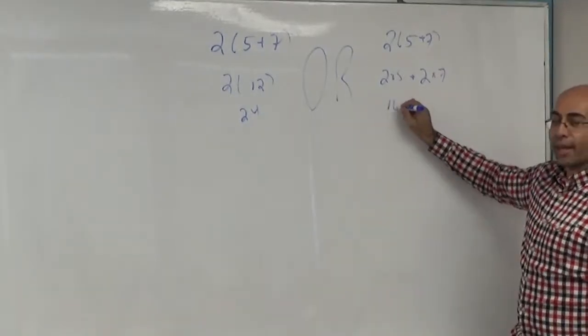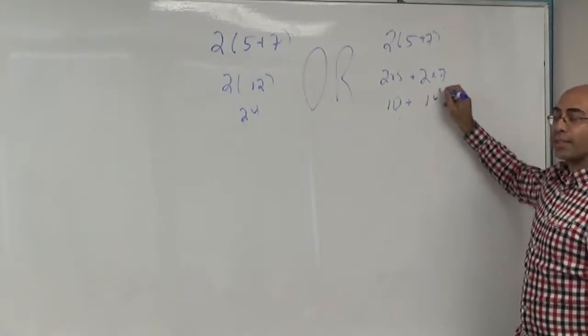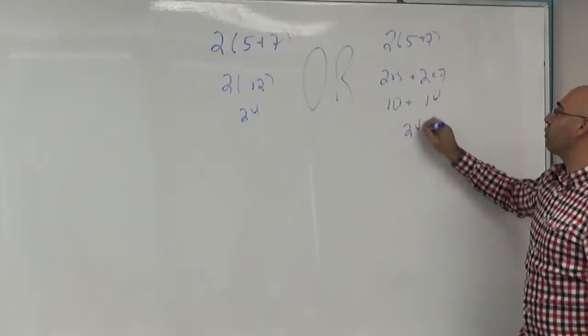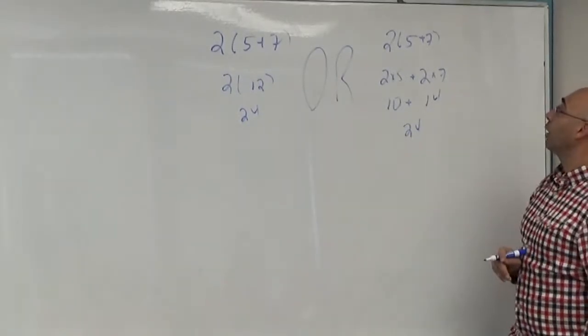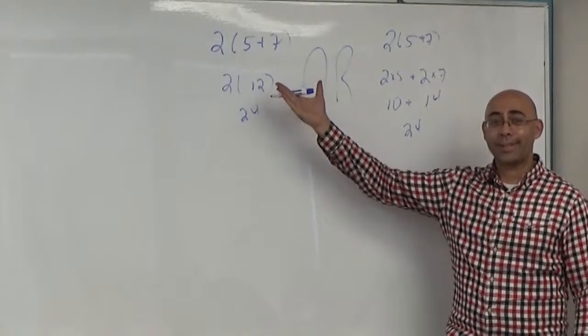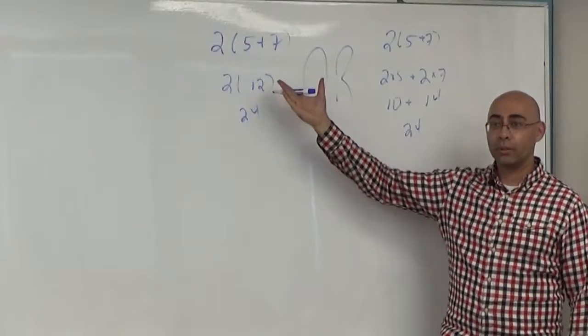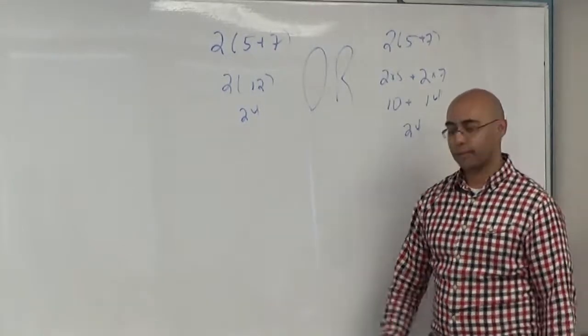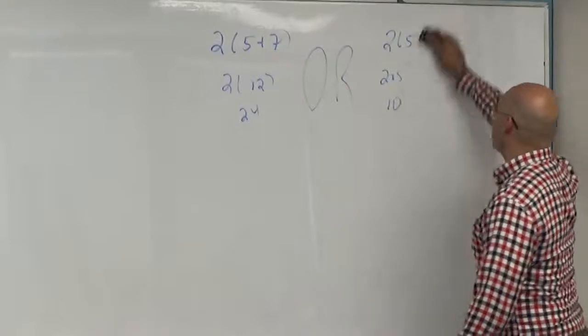2 times 5 is 10. 2 times 7 is 14. 10 plus 14 is 24. Whoa. Pretty cool. But why would I need that? That's so much more work than doing that. Why don't I just add 5 plus 7? That's what I would do. This is the reason why. Comes to multiplying mentally.